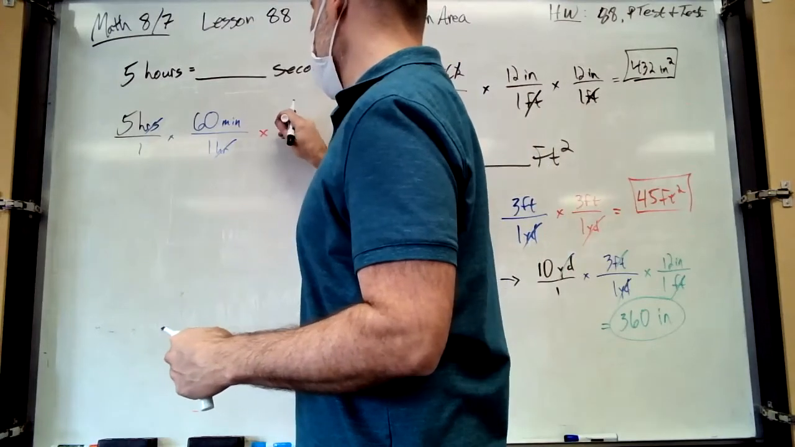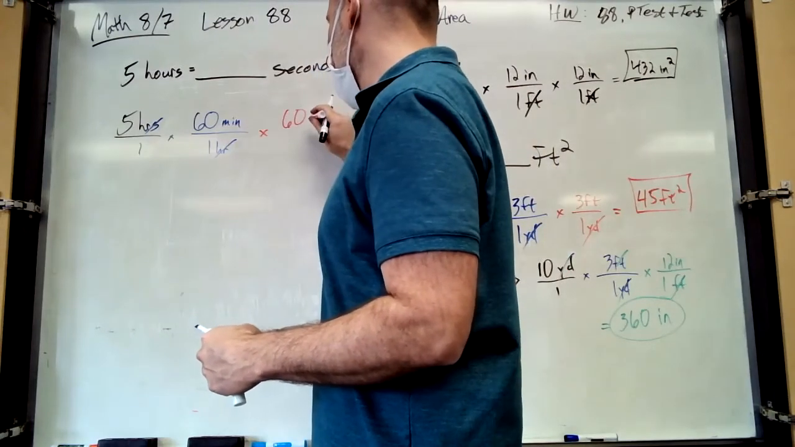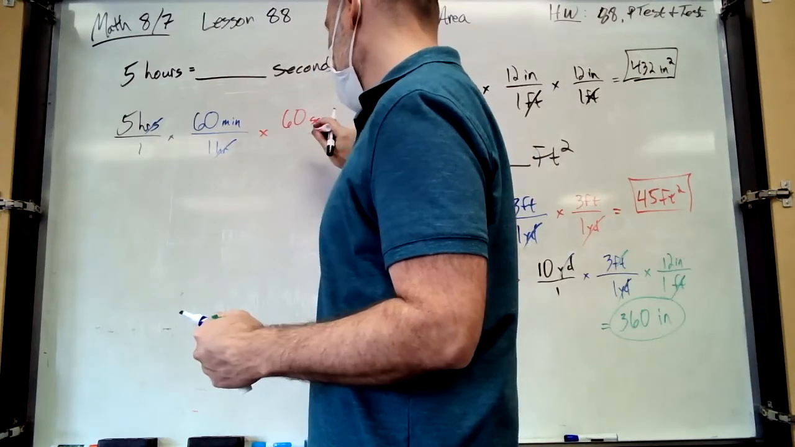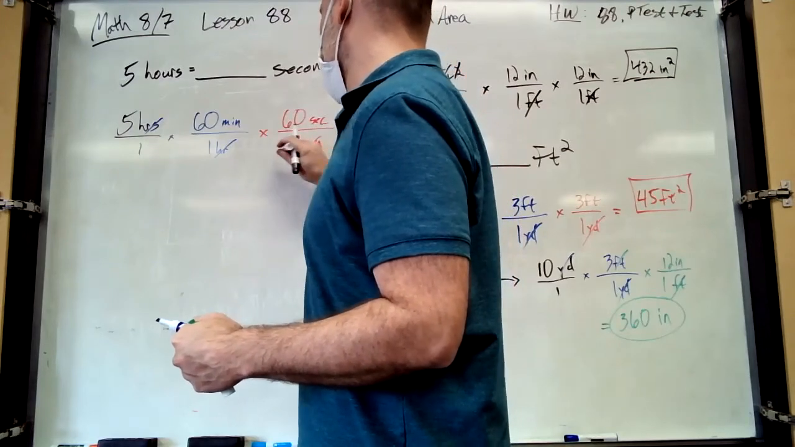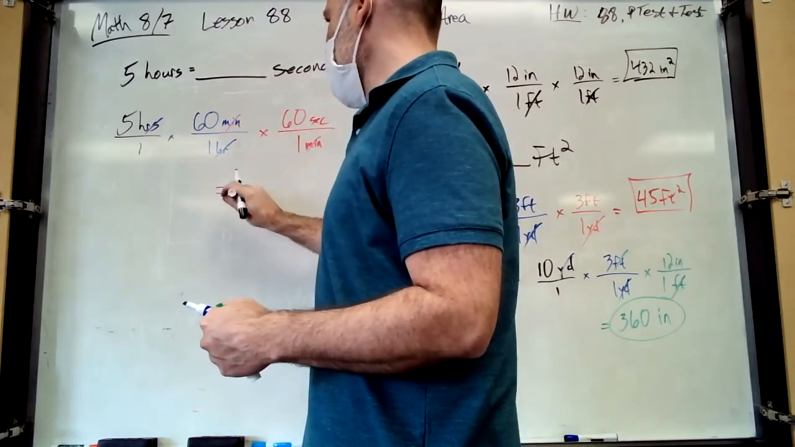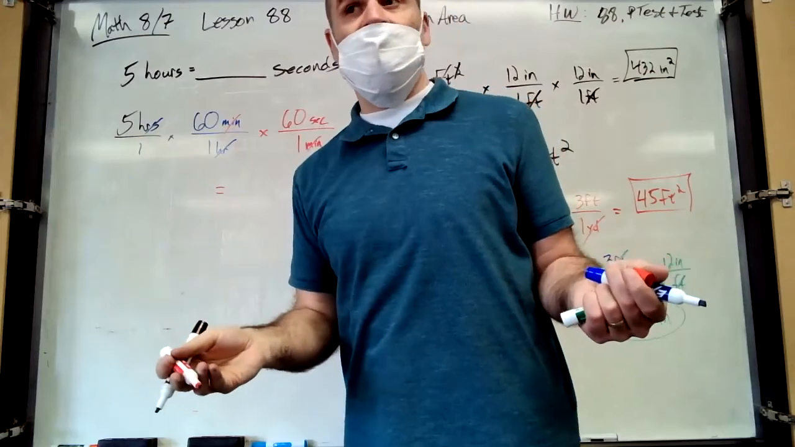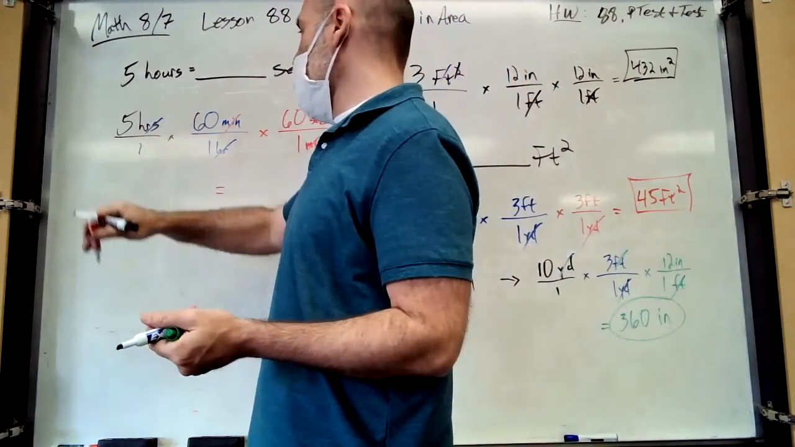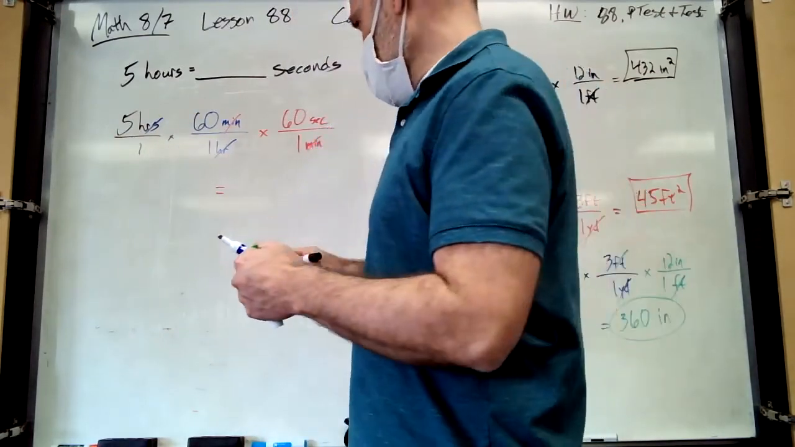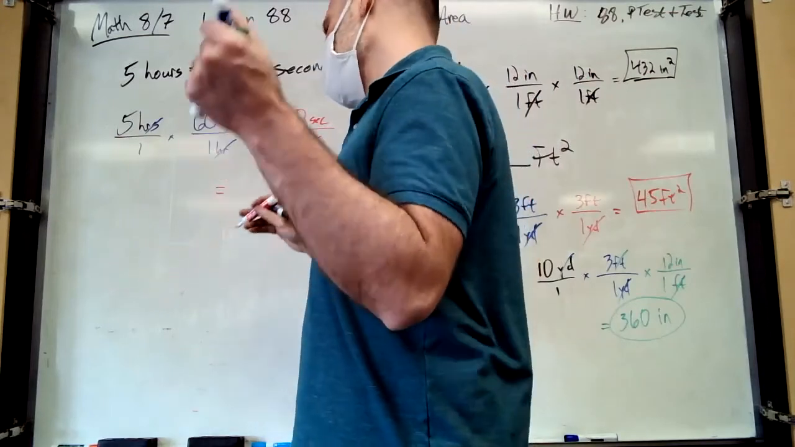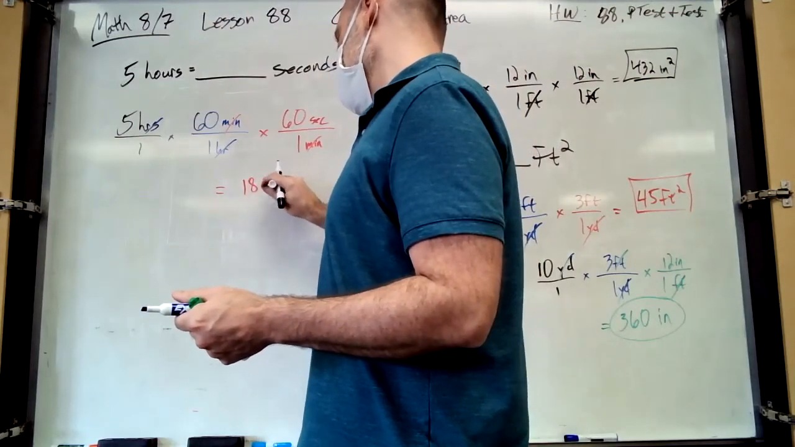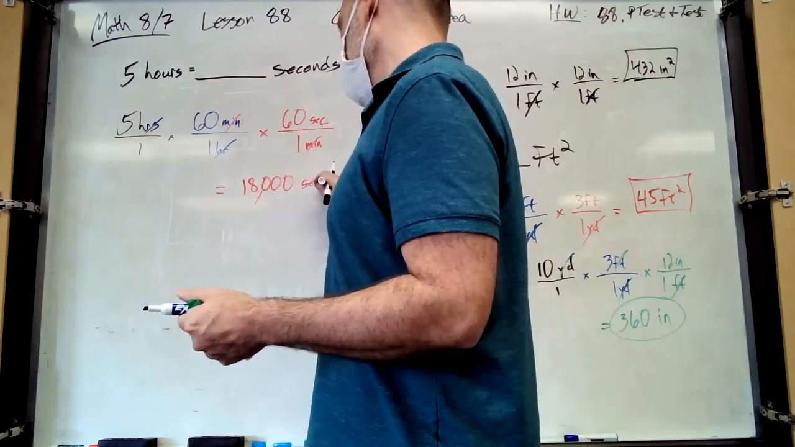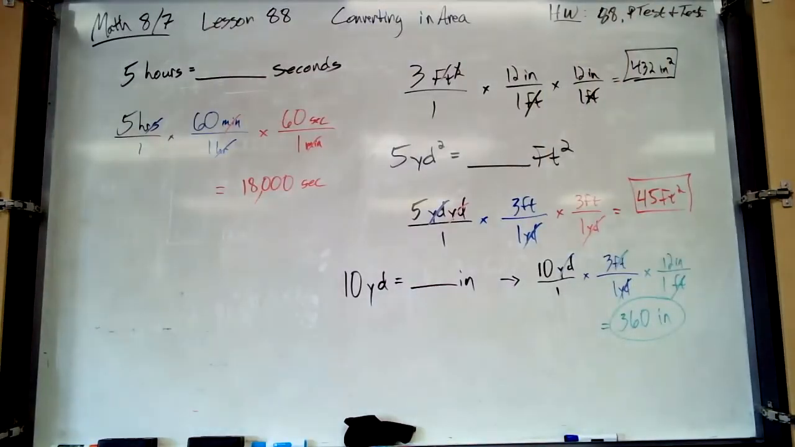So basically what you're doing, you could just multiply 5 times 3,600, right? Wait, 60 times 60. So that will give you, well, let's see, 36. This is going to give you 300, right? What's 300 times 60? Well, 3 times 6 is 18, and then you got 3 zeros. So guess what? 18,000 seconds. That's a lot of seconds.